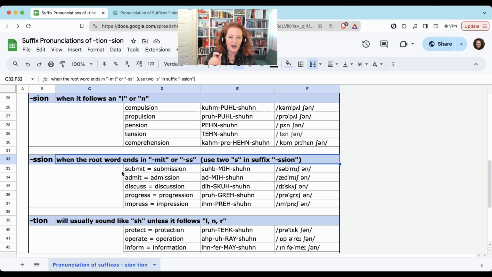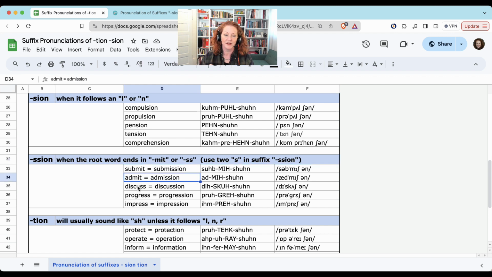When the root word that you're putting the suffix sion on ends with a mit or an ss, then the suffix will have two S's, ssion. So submit becomes submission, admit becomes admission, discuss becomes discussion, progress becomes progression, impress becomes impression.